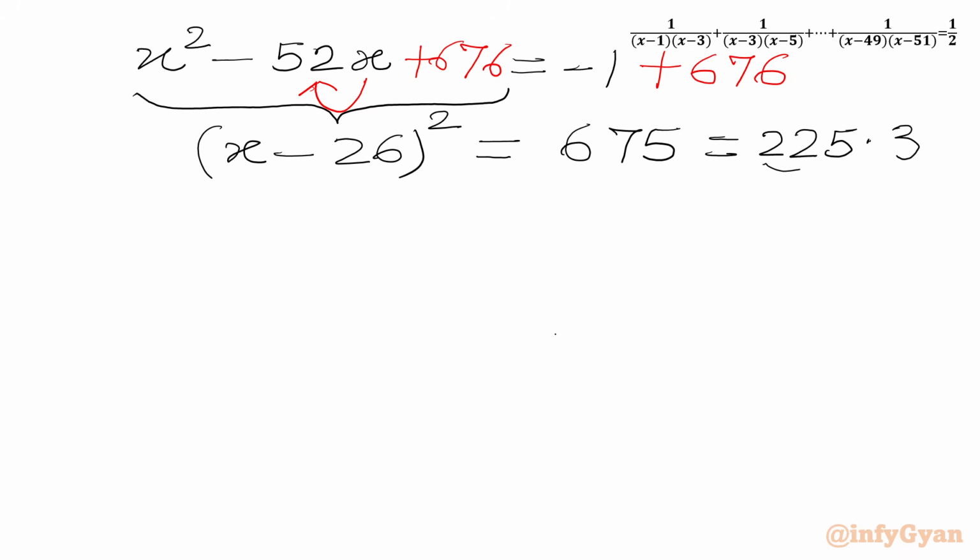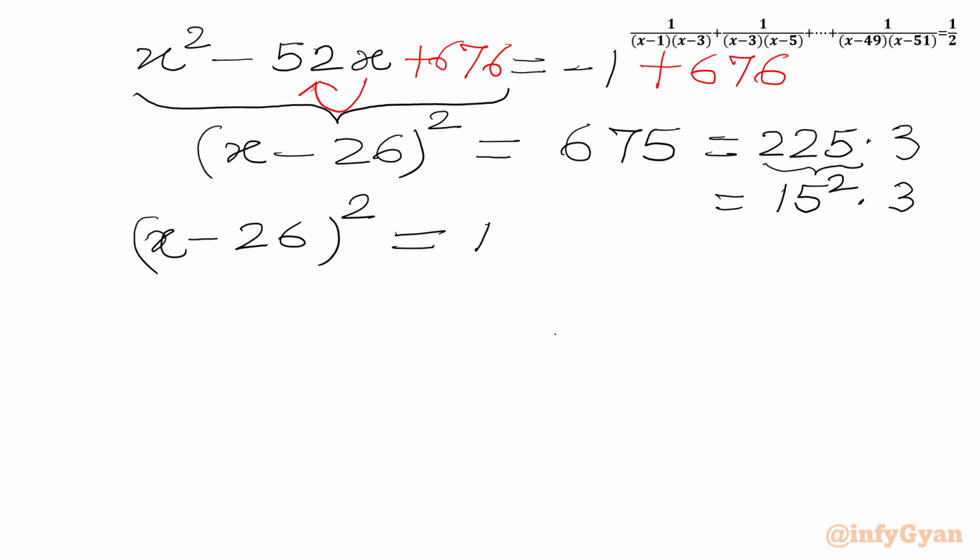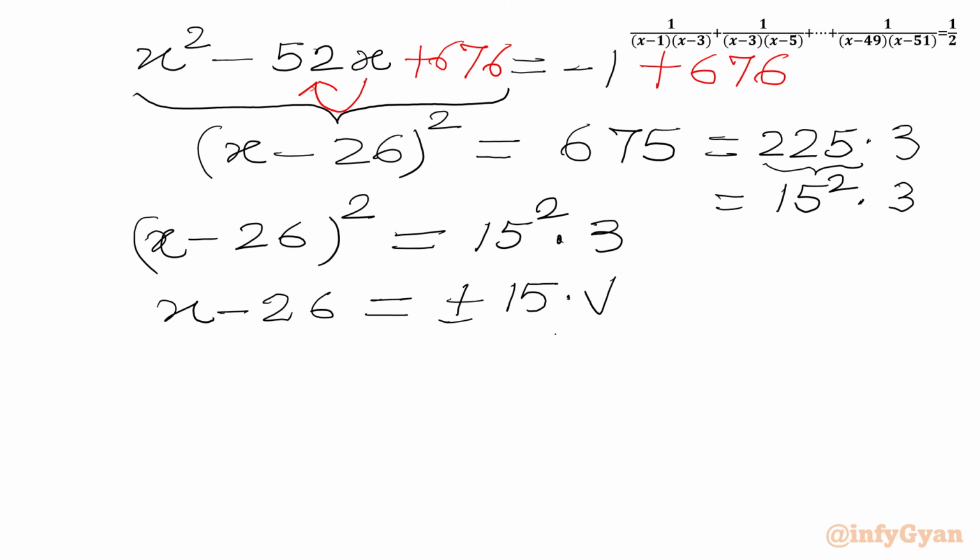Now we know that 225 is a square of 15, and then we have times 3. So I can write here (x minus 26) whole square equal to 15 square times 3. Now we'll take square root both sides. So we can write x minus 26 will be equal to plus minus square root of 15 square, we'll write 15, times square root of 3.